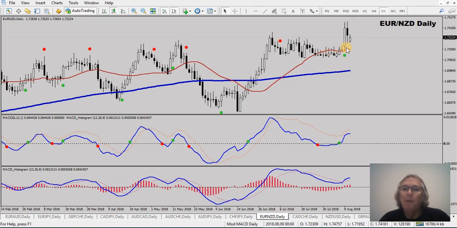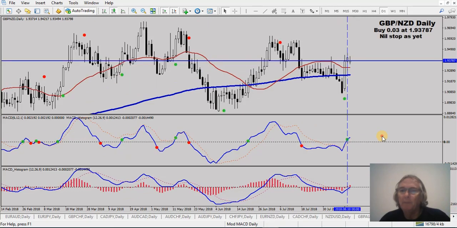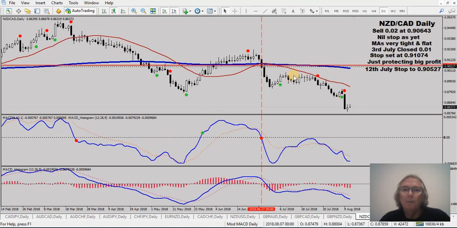Alright, two more pairs and we'll wrap this up. We're at New Zealand, Canada. We're going to sell from back here. Closed half, yep. Stops below my entry level, above the 240 LMA. I can really bring this stop down a lot further, and something I'll look at.